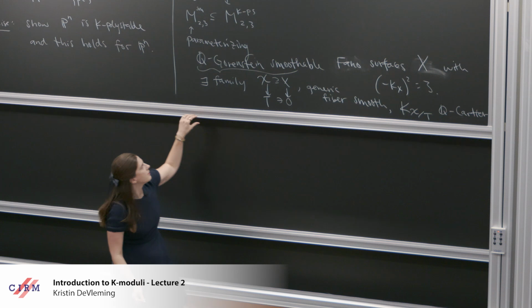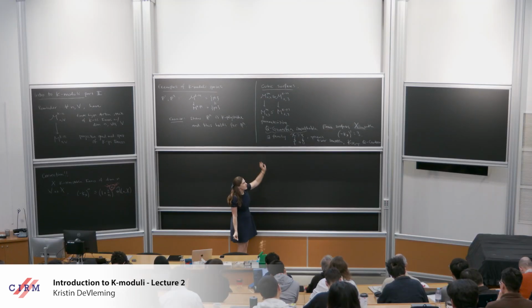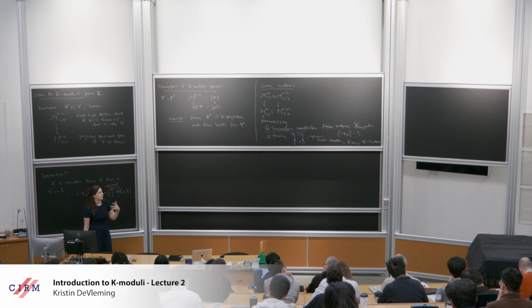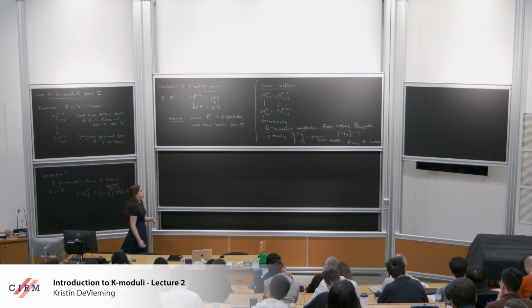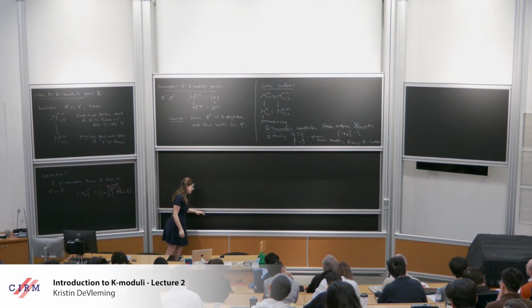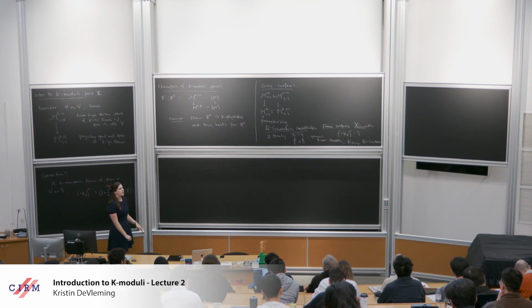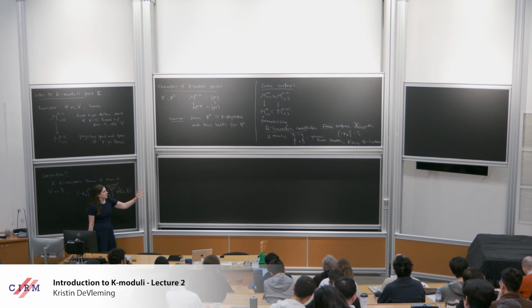So these are the objects that we are considering in this moduli problem. We're only considering Q-Gorenstein smoothable. The Kollár condition is strictly stronger than that over certain bases, but you can think of the Kollár condition as just saying the relative canonical divisor is Q-Cartier. And these are the objects we want to parameterize.